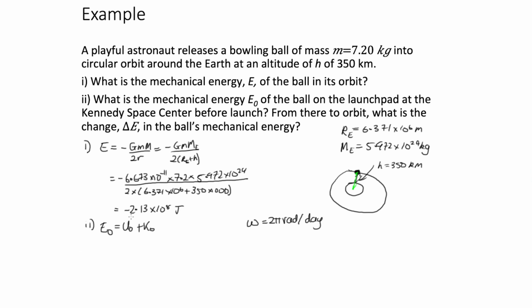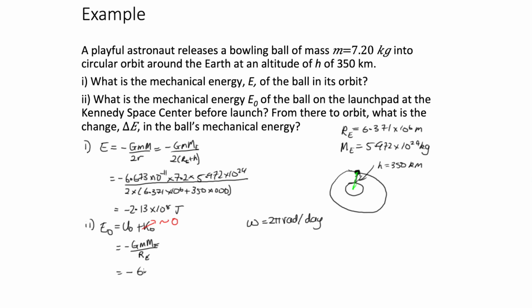So we can ignore this because it's approximately equal to 0. So we just need to calculate the potential energy on the launch pad. That is given by minus GmM on r, where r in this case is the Earth's radius, and M is the mass of the Earth. So now we can substitute into here.